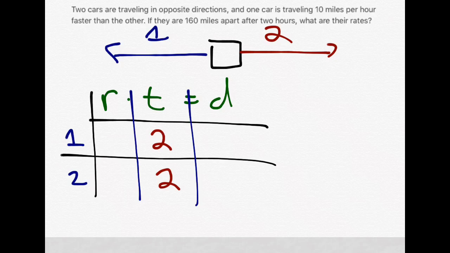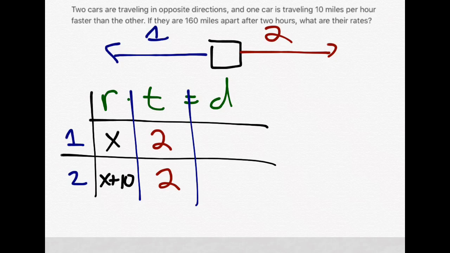If you read here, it says that one car is traveling 10 miles per hour faster than the other. So if we call one of these x, remember that we don't know how fast car 1 is going, but we know that car 2 is going to be going 10 miles per hour faster. We'll call that x plus 10.